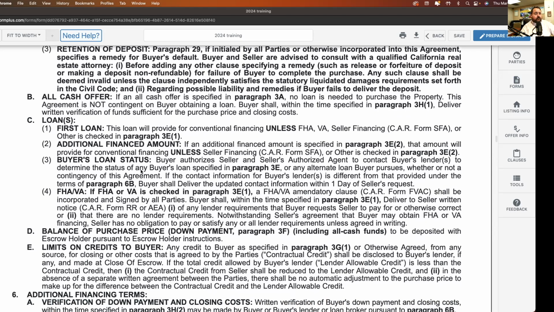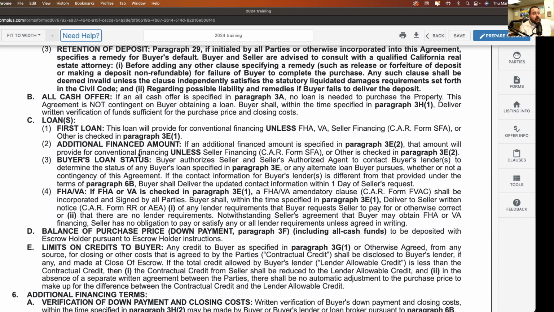Okay. First loan, we talked about. This loan will provide for conventional financing unless FHA, VA, or seller financing or other is checked in paragraph 3E. That's it. Very straightforward. Additional financed amount. If an additional finance amount is specified in paragraph 3E2, that amount will provide for conventional financing unless seller financing or other is checked. Okay? Very straightforward. These are just quick explanations of those previous paragraphs.